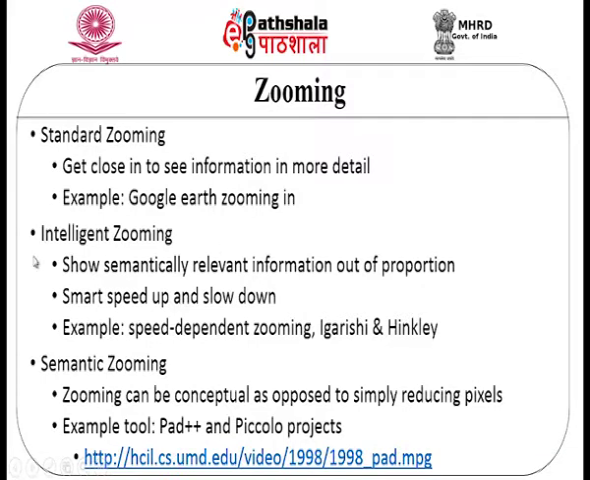particular location. The other kind of zooming is intelligent zooming, which shows the semantically relevant information out of proportion to the end user. It is possible for us to speed up and slow down the process of zooming as such. Some examples of this are speed dependent zooming and the next one, semantic zooming. Semantic zooming can be conceptual as opposed to simply reducing the pixels. Some of the tools which help in semantic zooming are PAD++ and the Piccolo projects.